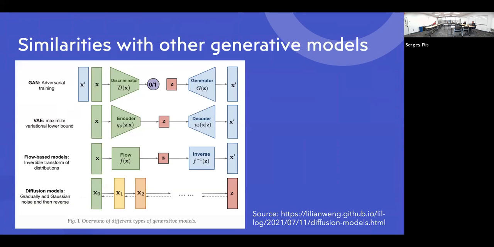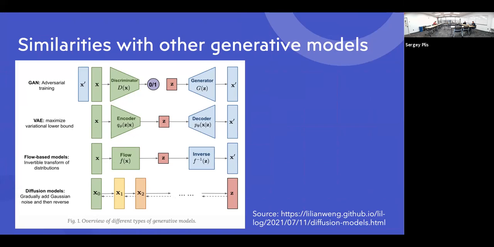Yeah. So how does this relate to other generative models? I took this from a blog, which I would suggest reading if you want to learn more about this, because it's a very good aggregation of multiple papers about this. Like I said before, what we're doing here is basically creating Z not through an encoder, but by a Markov chain that gradually adds Gaussian noise. And then we try to reverse it.